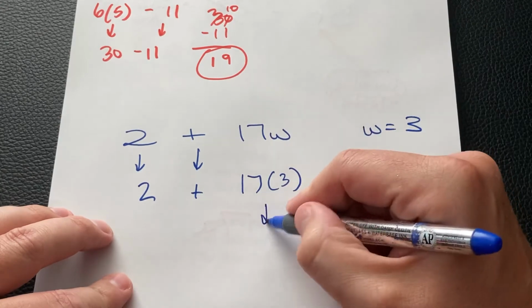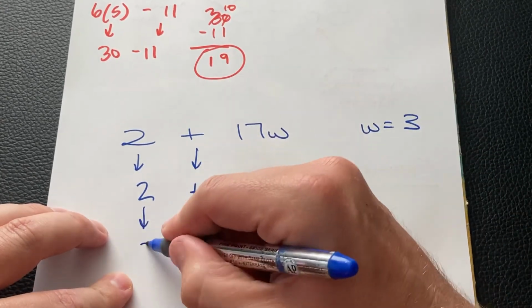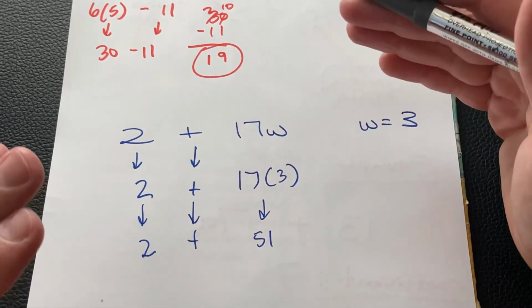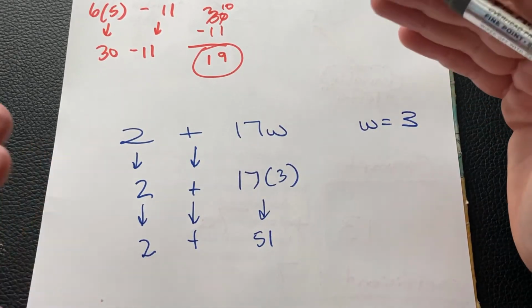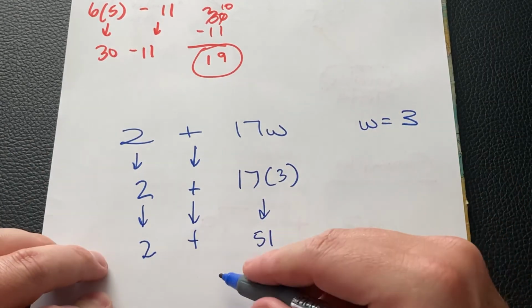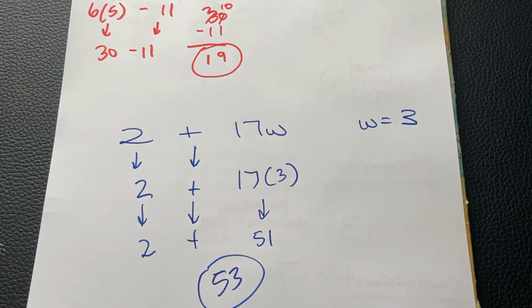So I'll help you out here. Bring it down. Why did I multiply before I added? Because in order of operations, we multiply and divide before we add and subtract. The last step is what is 51 plus 2? It's 53. We just evaluated the expression.